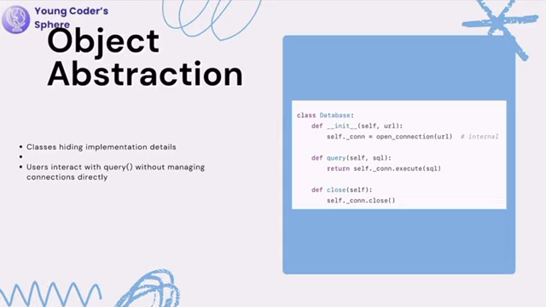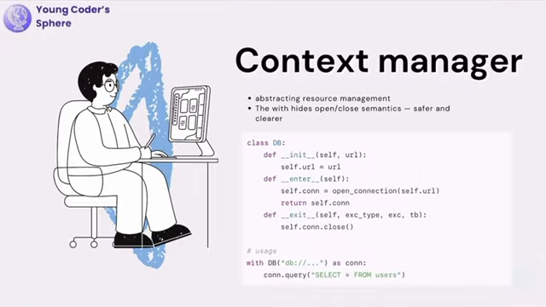A database object abstracts away details of opening and managing a connection. The user just calls db.query("select"). They don't see sockets, buffers, or authentication. The benefits of this are a cleaner interface and easier swapping of implementations without changing user code.